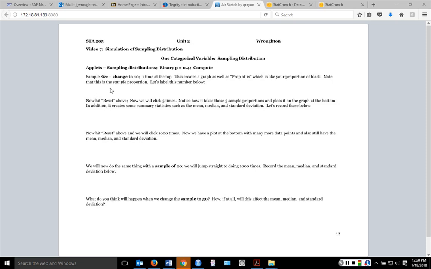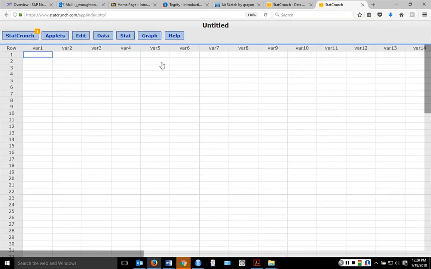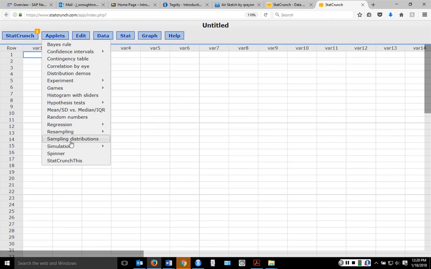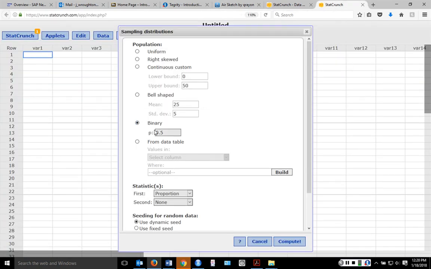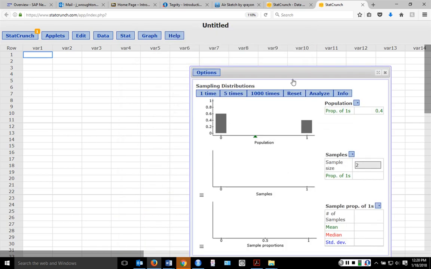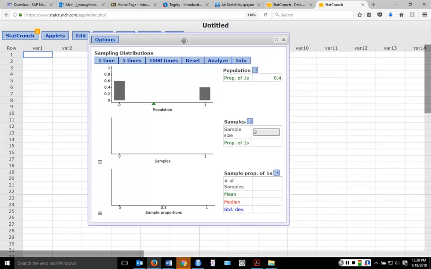This is going to kind of do a lot of my directions for me. So I'm going to go to Applets, Sampling Distribution. So I just brought up a blank StatCrunch window. I'm going to go to Applets, Sampling Distributions. Then as it says, I'm going to choose binary, set p equal to 0.4, and then hit compute. So this is what we're going to be working with.